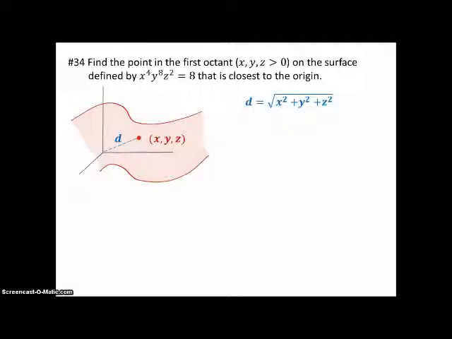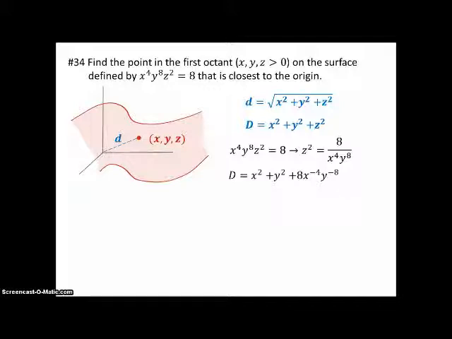So our distance, using the distance formula, would be the square root of x squared plus y squared plus z squared. And that's inconvenient in an optimization problem to have that big square root. So instead, we'll find the minimum square of the distance, and that will give us the same point. So the first thing we want to do is eliminate one of the variables if possible. So I solved for z squared and then substituted that into our function d that we want to minimize. So now we have this function.